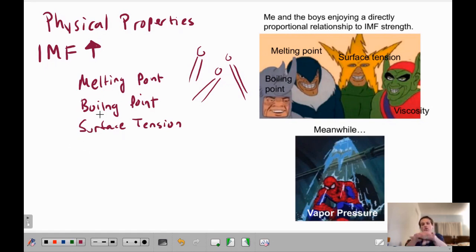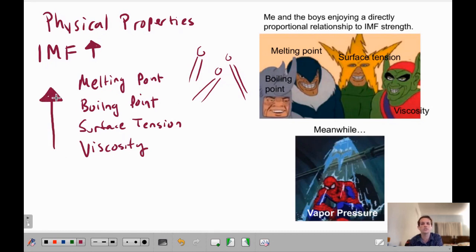It essentially is an attraction across the top of a liquid, that top layer, and it can almost make it like a solid surface substance. Another one is viscosity. Viscosity is how a liquid pours. Syrup has a very high viscosity because it's very polar. It has a lot of intermolecular force and it doesn't flow very easily. So all of these are going to increase when you have larger IMFs.